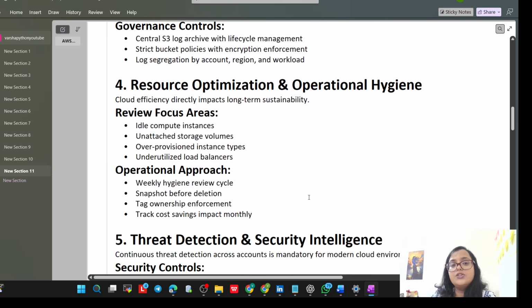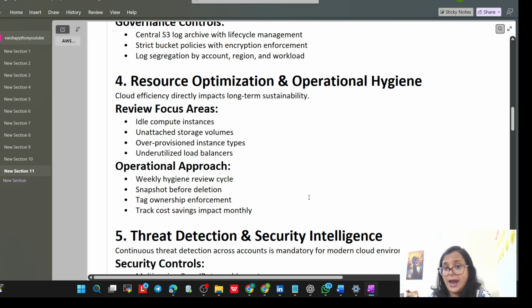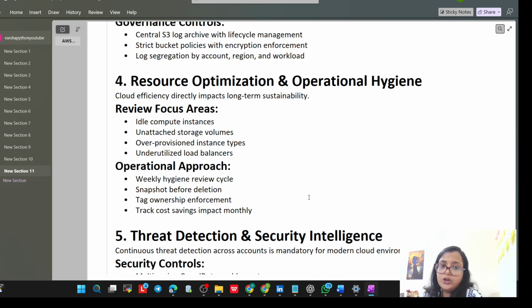Now, resource optimization and operational hygiene. So, cloud efficiency directly impacts long-term sustainability. Idle compute instances, unattached stored volumes, over-provisioned instance types, underutilized load balancers, that is the review focus area. Now, coming to the operational approach. So we can do a weekly hygiene review cycle, snapshot before deletion, tag ownership enforcement, and track cost saving impact monthly.